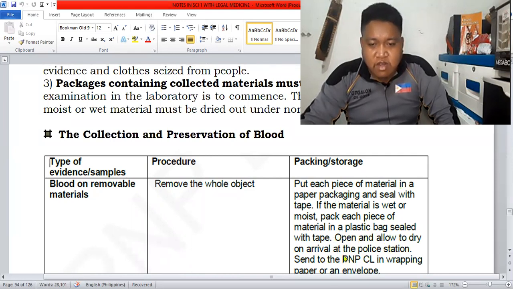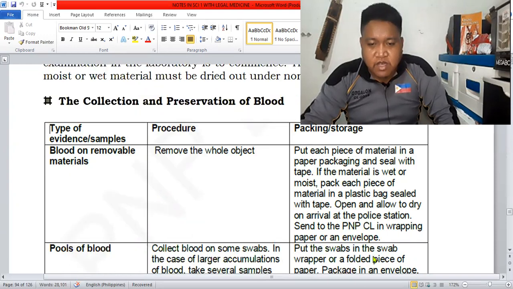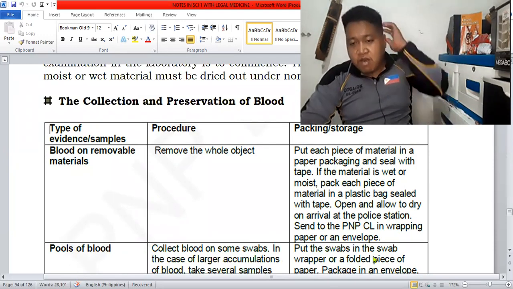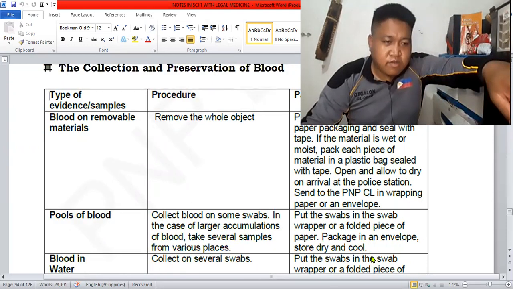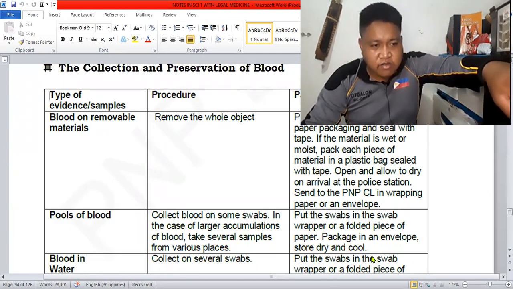Open and allow to dry on arrival at the police station and send it to the PNP crime laboratory in wrapping paper or an envelope. That is for blood on removable materials.